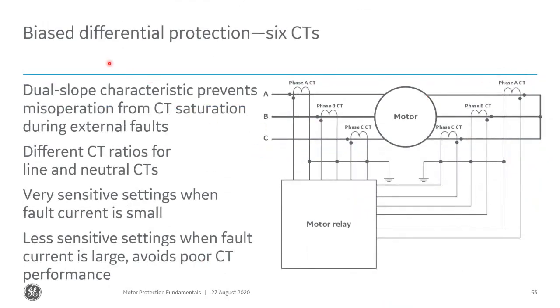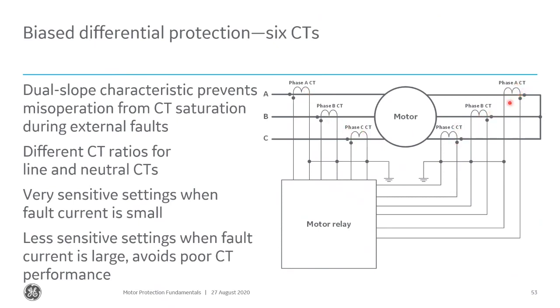Another way to do a biased differential protection with 6 CTs is to bring each CT individually into the relay, and the 869 can accomplish this as well. It will use these phase CTs for motor protection as well as the differential protection, and then it has another set of CTs, and these can be sized differently because these are going to capture full line current.